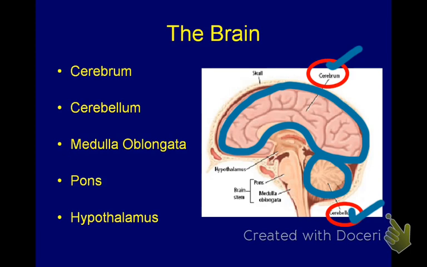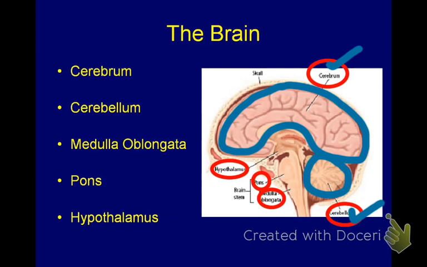We have the medulla oblongata right here, breathing and heart rate. The pons as well, and the hypothalamus. As I said, the medulla oblongata controls heart rate and blood pressure. You can remember that because medulla oblongata is 2 words, heart rate is 2 words, and blood pressure is 2 words. The pons is the relay between the cerebrum and the cerebellum. It's kind of the midpoint.